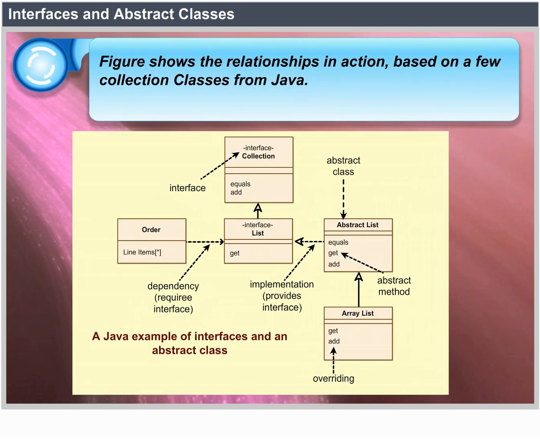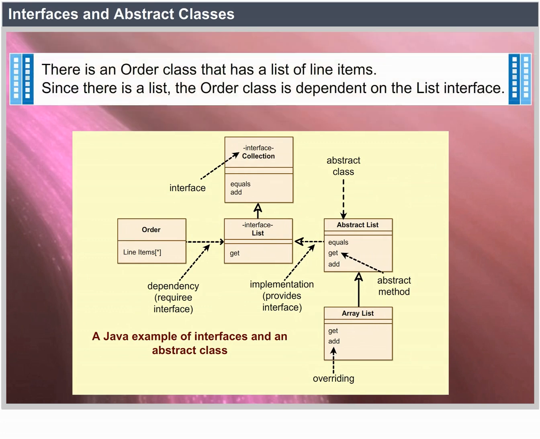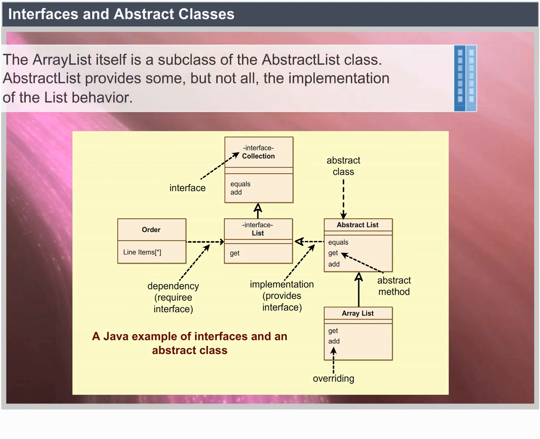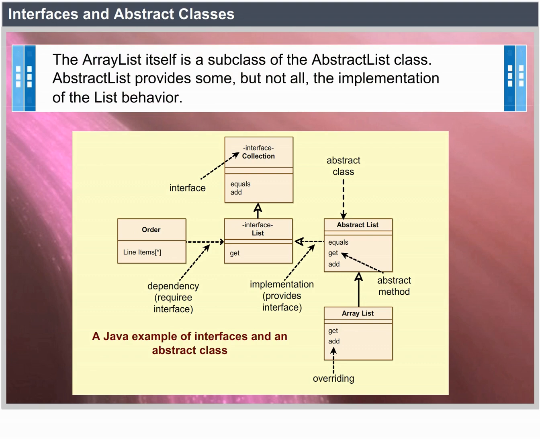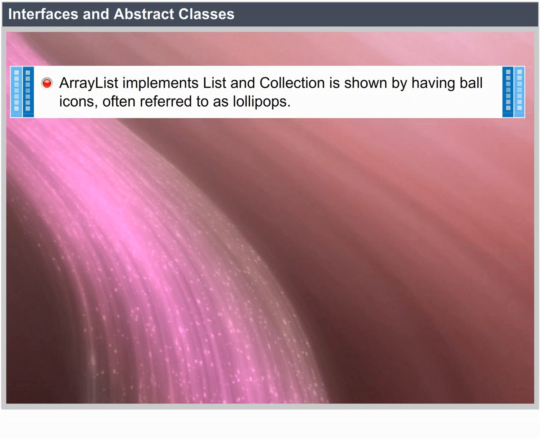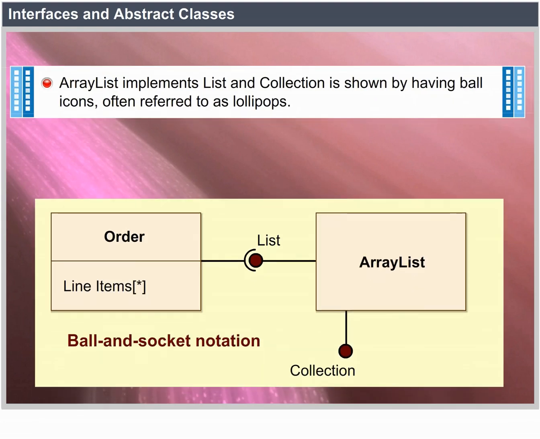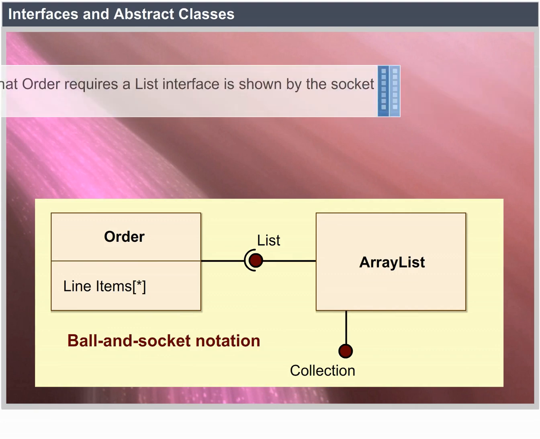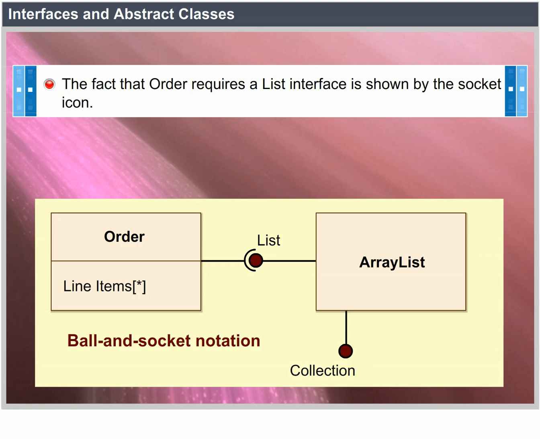This figure shows the relationship in action based on a few collection classes from Java. There is an order class that has a list of line items. Since there is a list, the order class is dependent on the list interface. The array list itself is a subclass of the abstract list class. Abstract list provides some but not all of the implementation of the list behavior. Array list implements list and collection, shown by ball icons, often referred to as lollipops. The fact that order requires a list interface is shown by the socket icon.